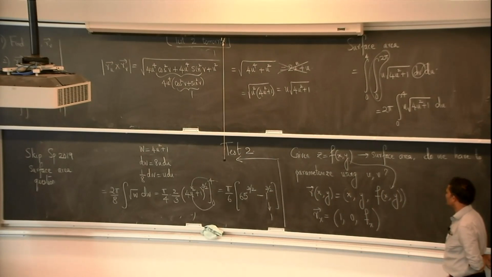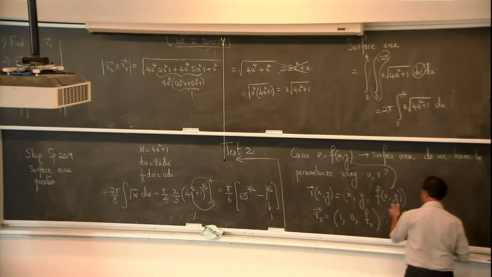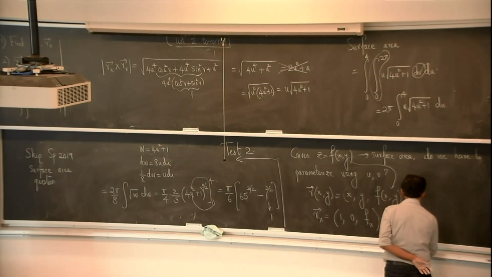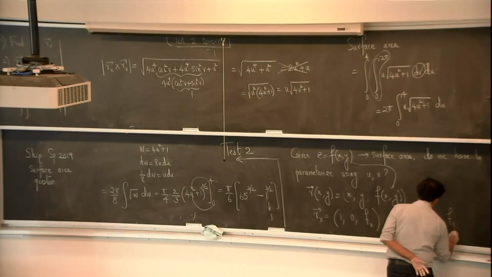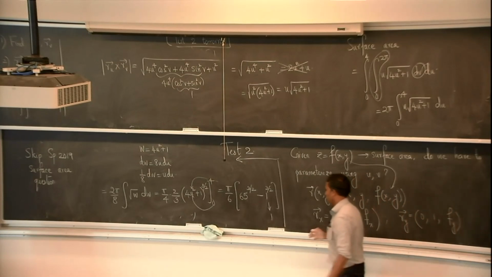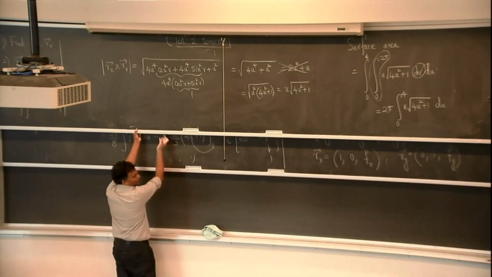Similarly, partial r with respect to y. Again, these are vectors because they have components. That will be 0, 1, partial fy. We do the same process. Take the cross product of those two vectors. Rx cross Ry.